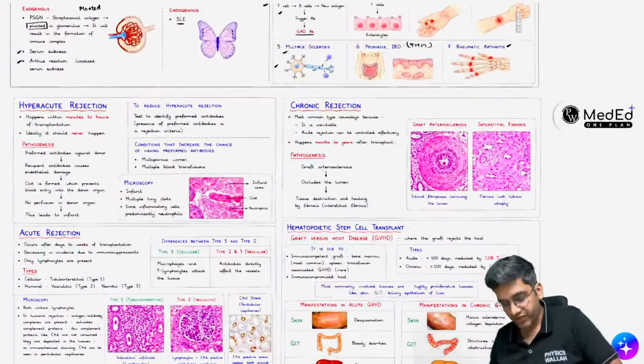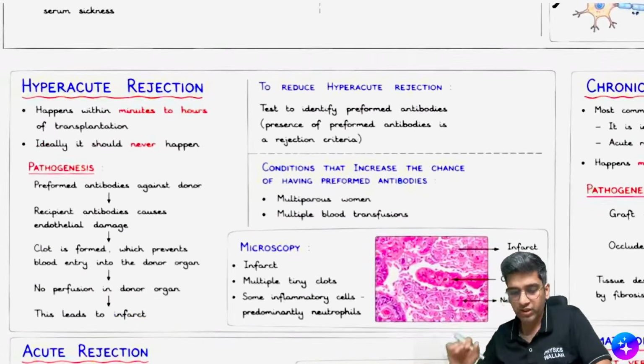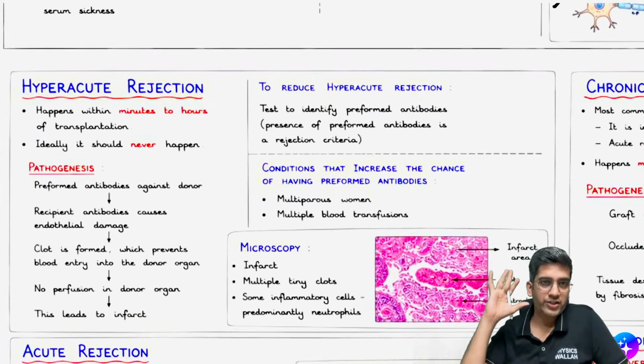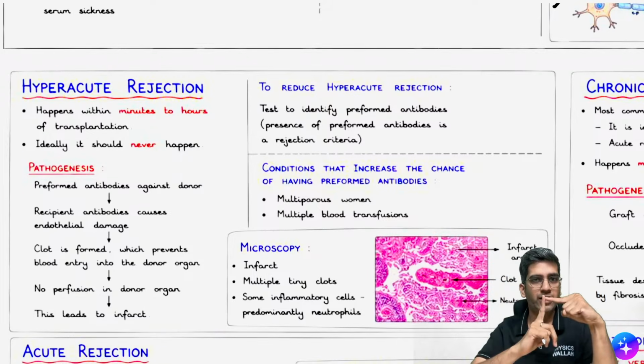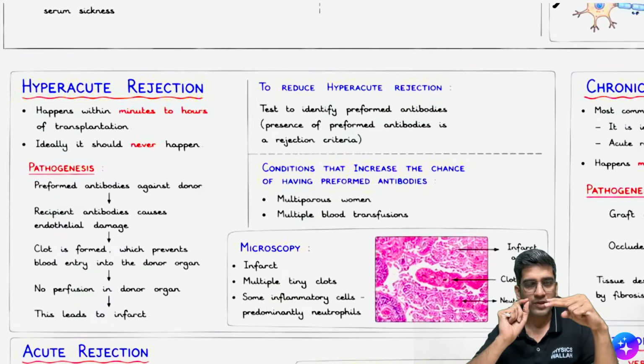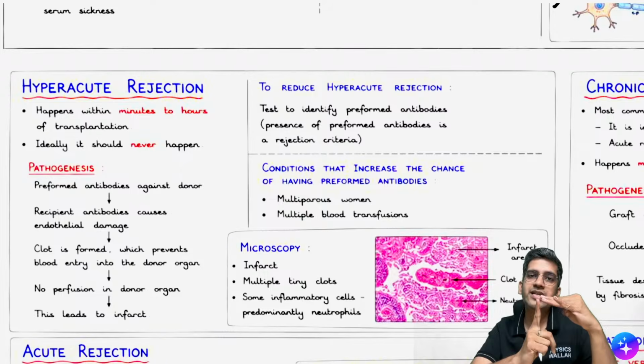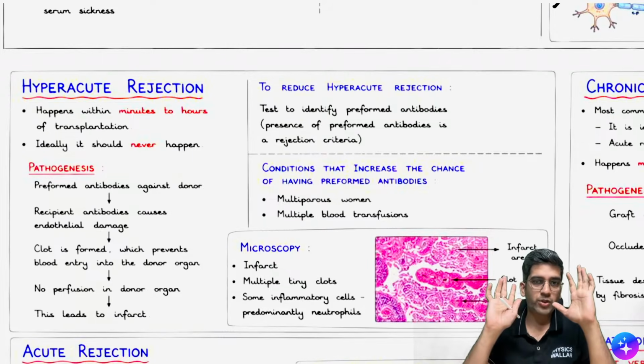So we divide graft rejection into hyperacute rejection, acute rejection and chronic rejection, okay? In everything, what I want you to notice is the timeline. I need to know the timeline without fail. Pathogenesis in simple words. Is there any way to identify them? Is there any way to prevent or treat them? That's all that is required, fine?